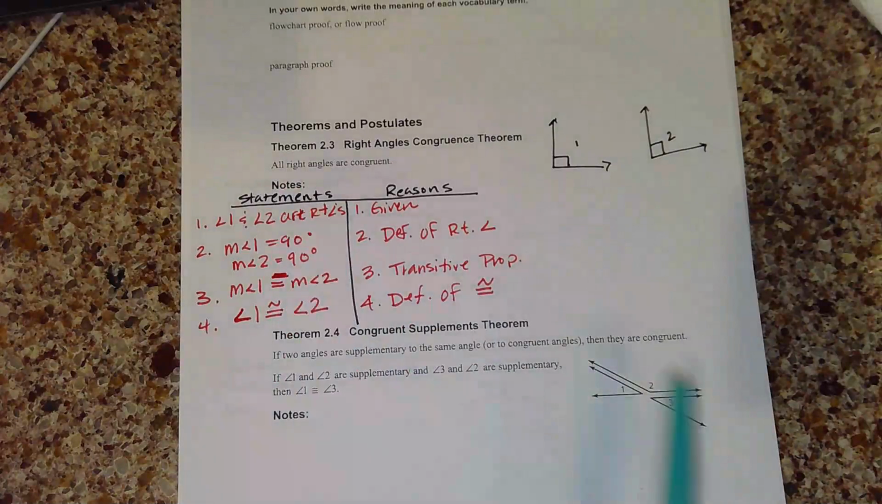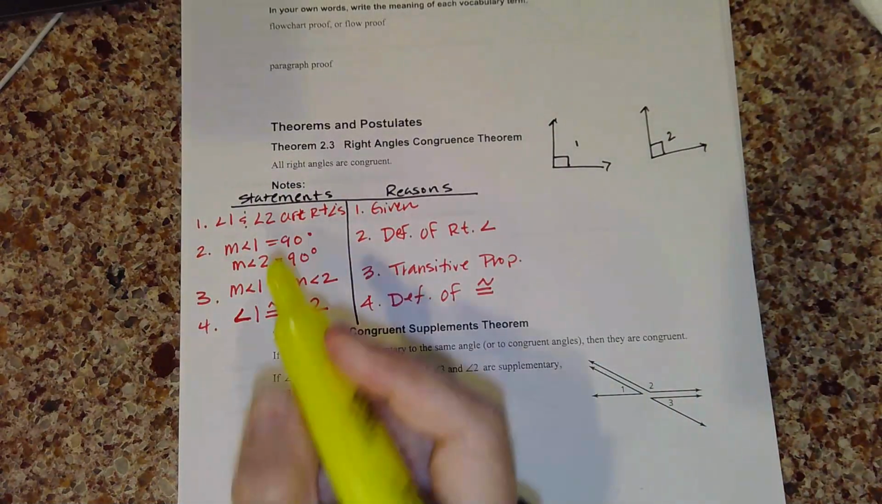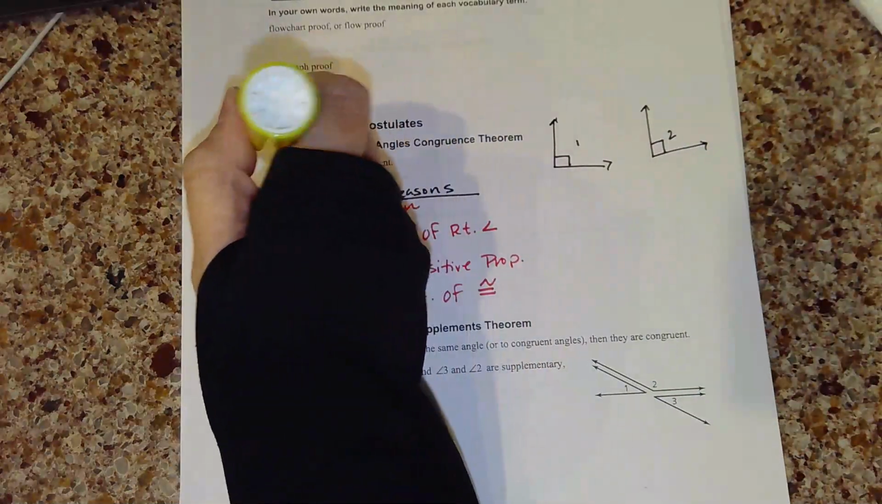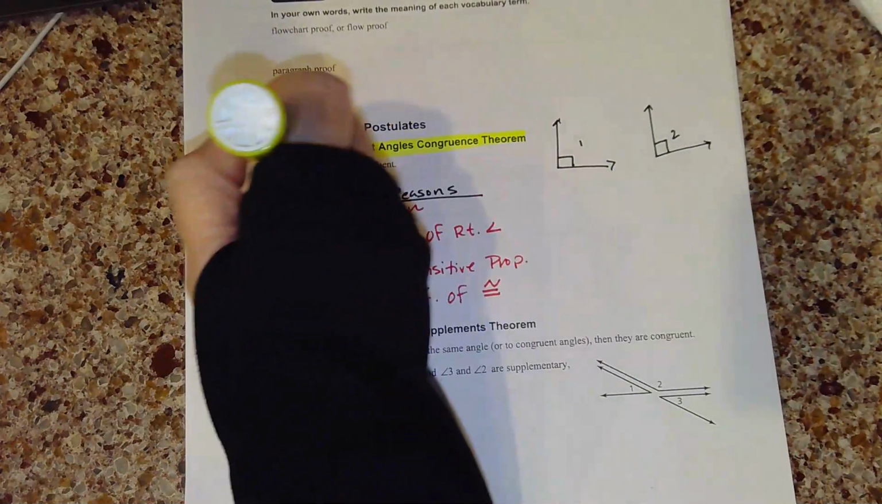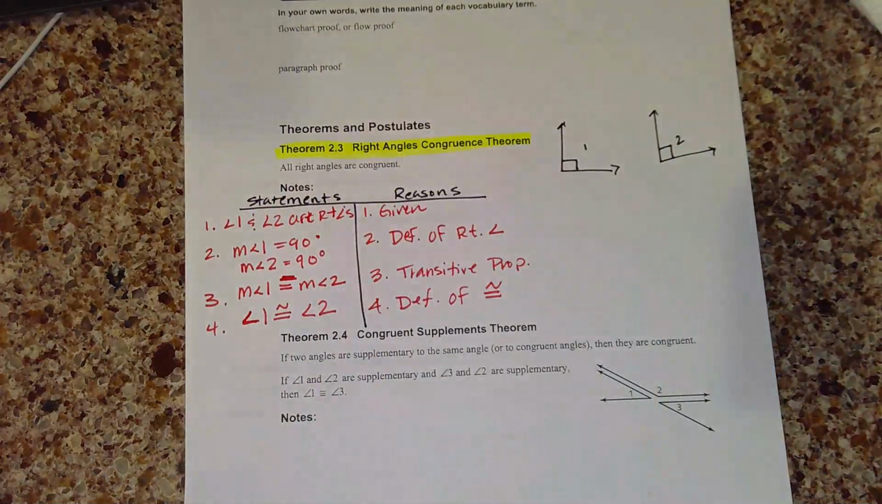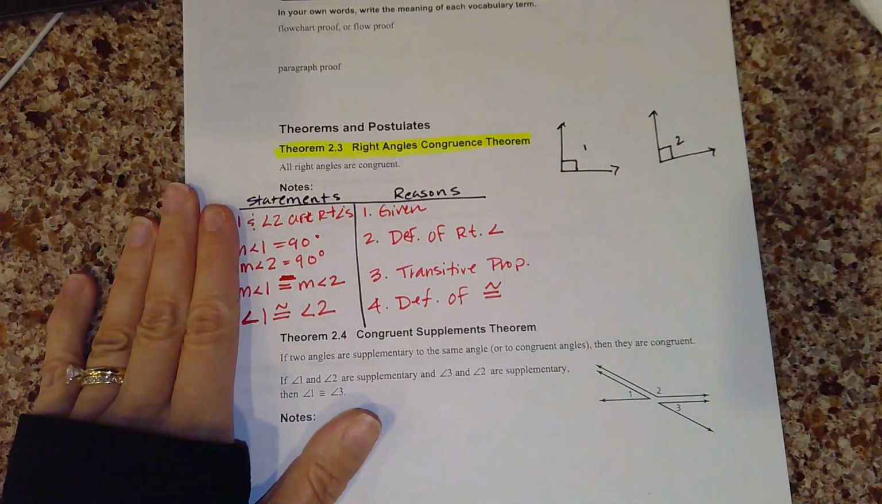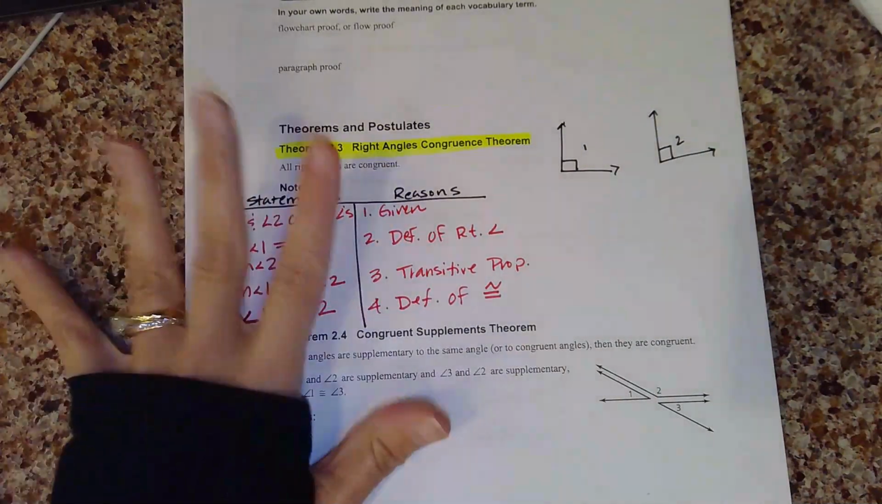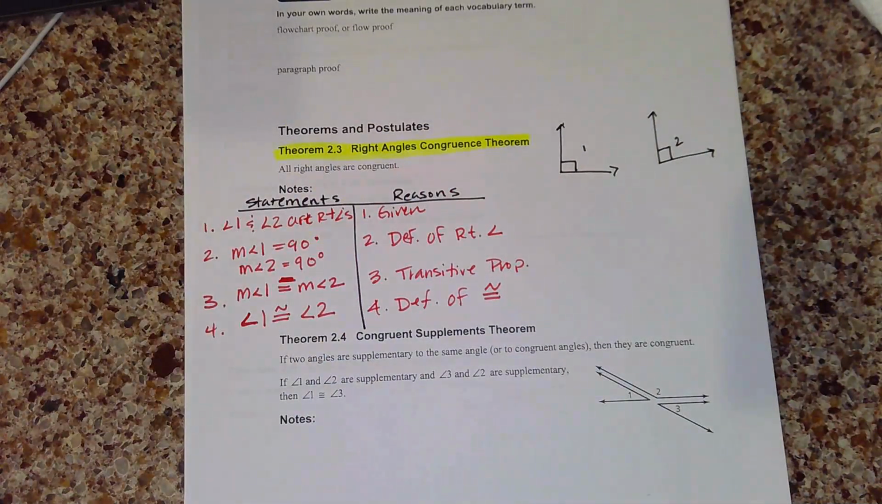What we just did is we proved Theorem 2.3. Theorem 2.3 states that all right angles are congruent, and this is the justification why. This is the reasoning why we know that those angles have to be congruent. All right, let's do another one.